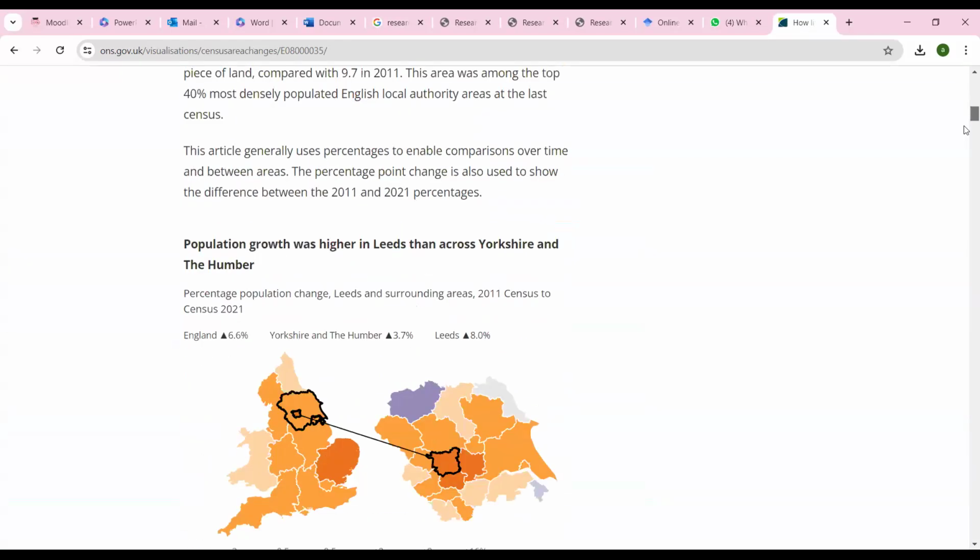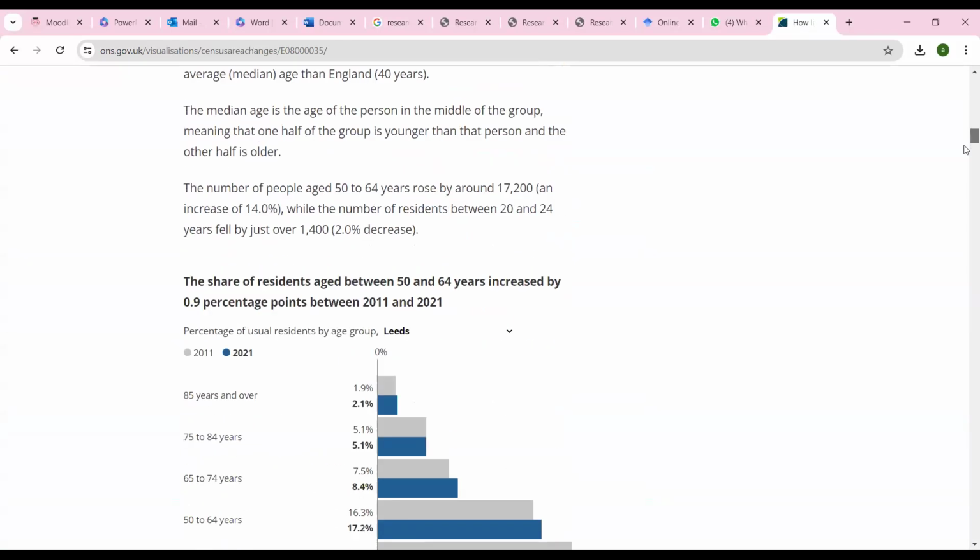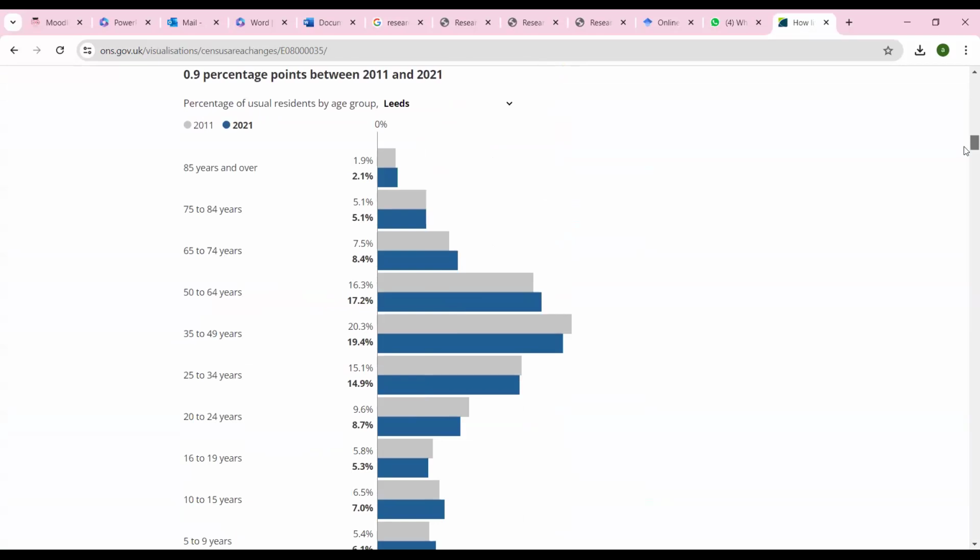Can you see the slides? Yes. Okay, so in the UK, every 10 years there is a census, and the last census was in 2011. If we look at the population aged 85 years or above, that was 1.9% in Leeds, which went up to 2.1% of the population in this age group, which has increased.